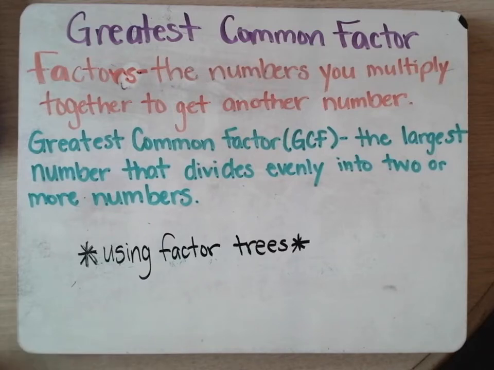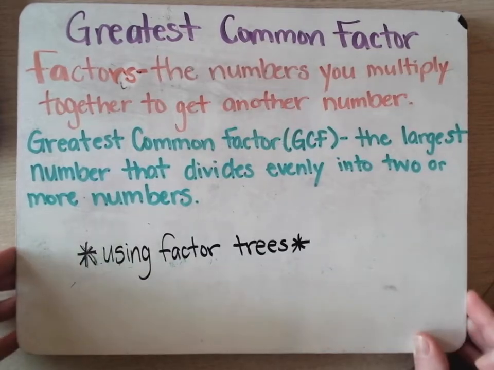Today, we're going to find the greatest common factor between different numbers by using factor trees. Factors are the numbers you multiply together to get another number. The greatest common factor, or the GCF, is the largest number that divides evenly into two or more numbers. And let's get started.